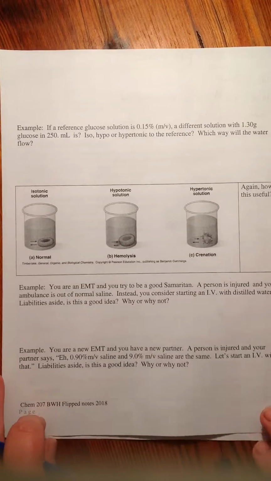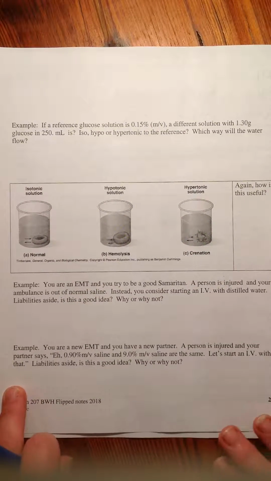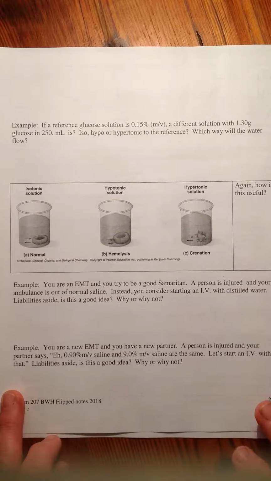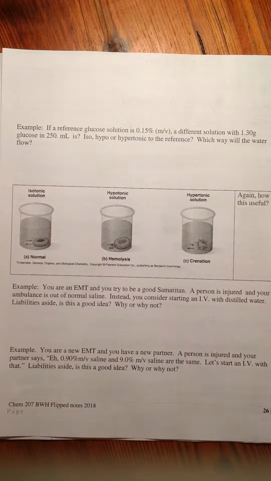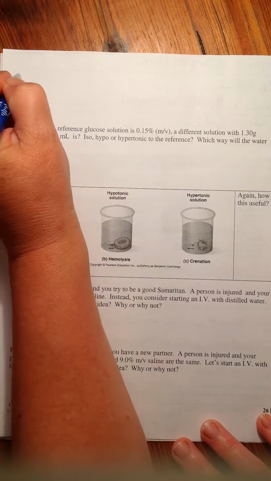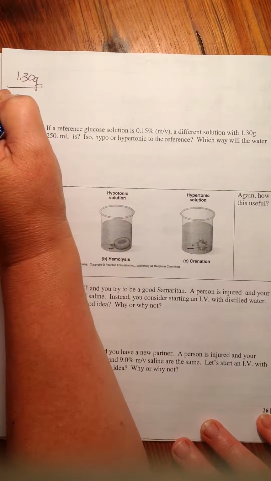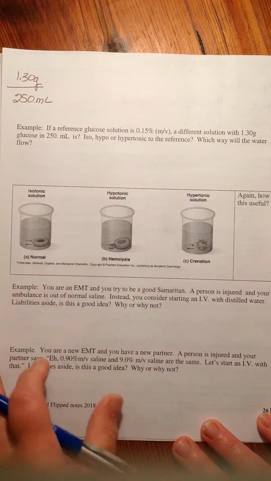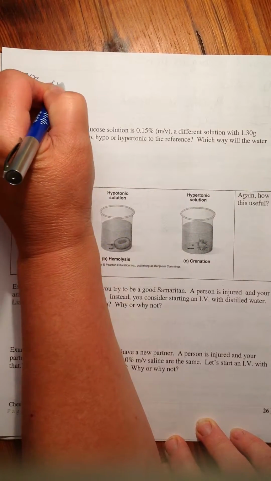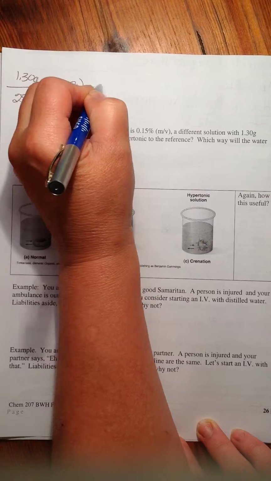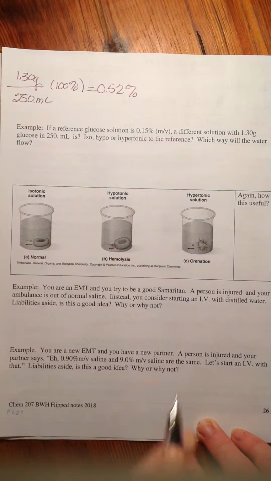Page 26. If a reference glucose solution is 0.15% mass by volume, a different solution with 1.30 grams of glucose in 250 milliliters is, well, what we need to do is to figure out the percent. So 1.30 grams over 250 milliliters times 100%, get out your calculator, is 0.52%.